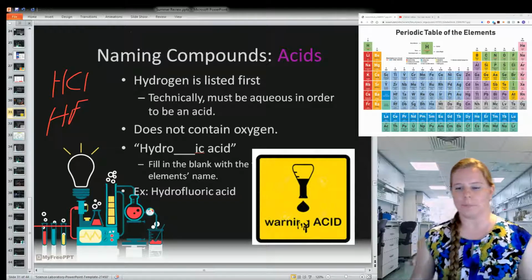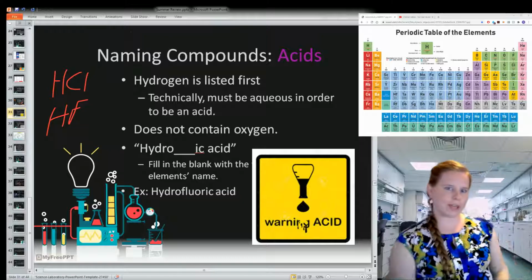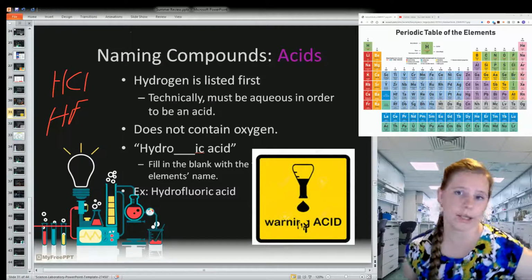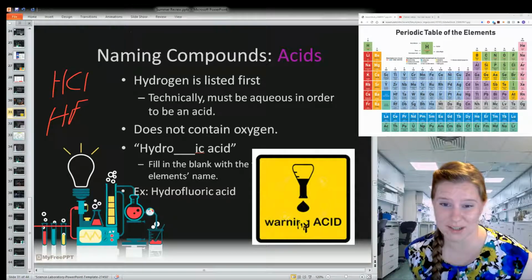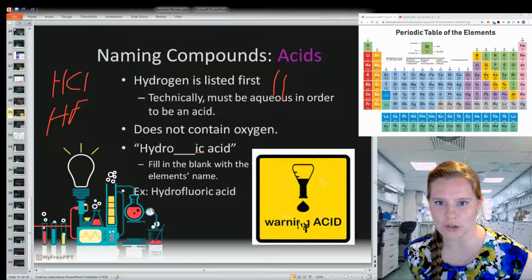Okay, these don't generally have polyatomics. The only polyatomic that will work here, because it needs to not have oxygen, and most polyatomics have oxygen, is HCN.